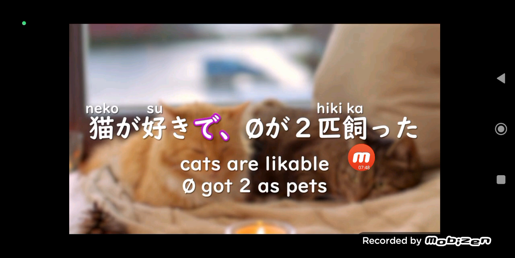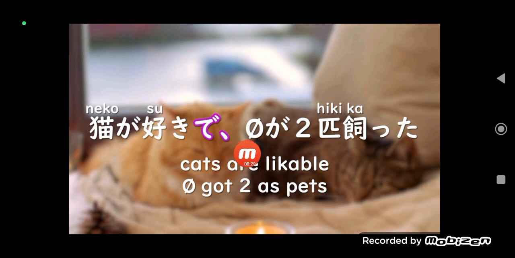So katta, the past tense of kau, meaning to adopt, say, animals or pets. Neko ga suki de. Ototo ga, or the zero here means the speaker need not explicitly say the name of the person, or he or she has the option to omit the doer of the action. So that's why it is indicated here with 0. Neko ga suki de. I just arbitrarily put ototo, younger brother, to make an example.